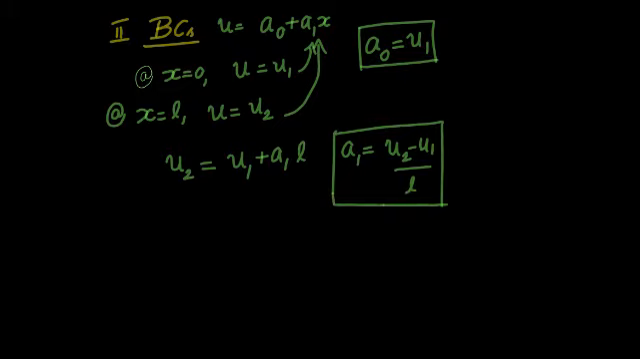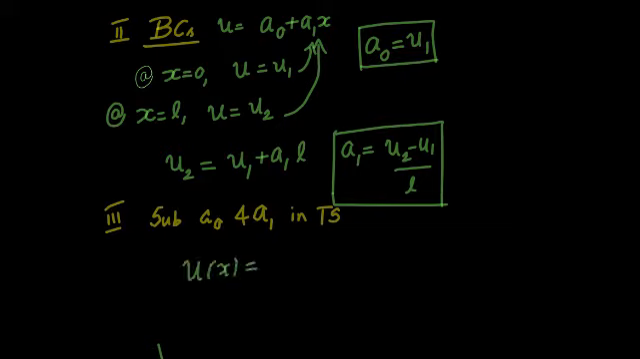Step number 3 is I'm going to plug the values of a0 and a1 back in the trial function. So let me write that down. Step number 3, I'm going to substitute the values of a0 and a1 in the trial solution. TS stands for the trial solution. If you substitute, u of x is equal to a0, which is u1, plus a1x. a1, the value is u2 minus u1 over L into x.